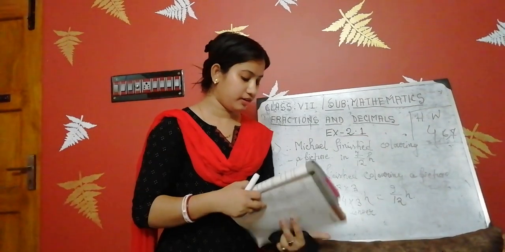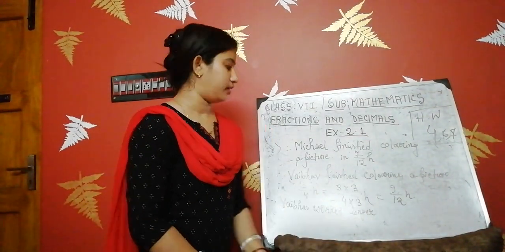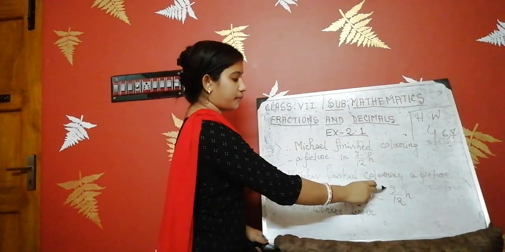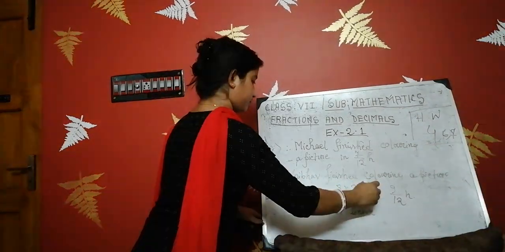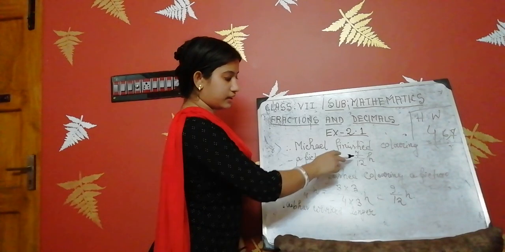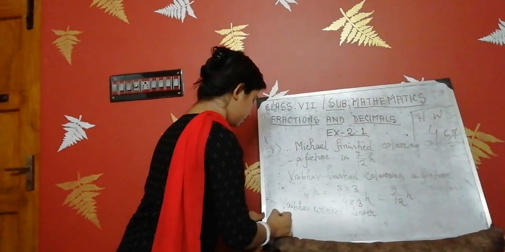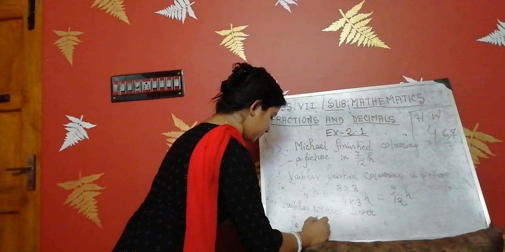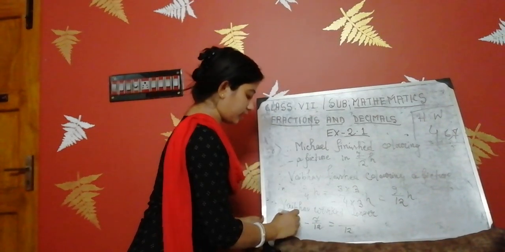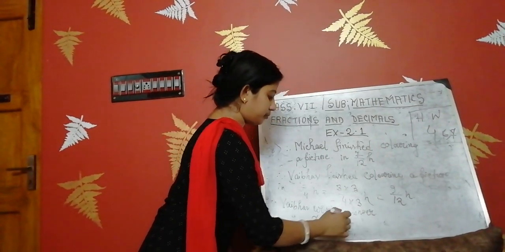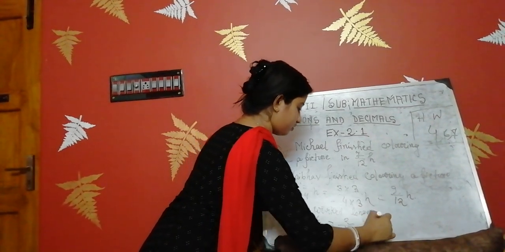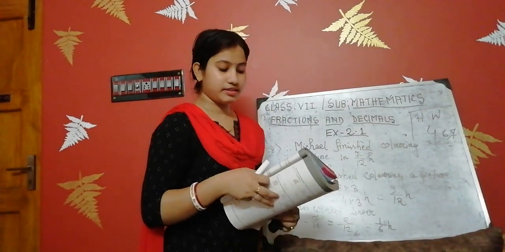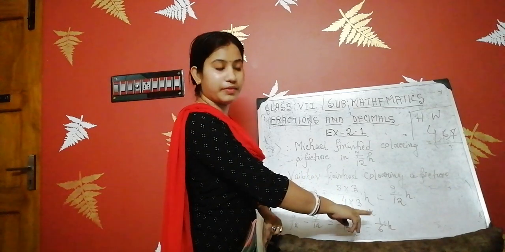Now we calculate by what fraction it was longer. For this, we subtract 7 by 12 from 9 by 12, as 9 by 12 is larger than 7 by 12. So 9 by 12 minus 7 by 12 equals 9 minus 7, 2 by 12, simplifies to 1 by 6 hour. So by what fraction was it longer? It was longer by 1 by 6 hour.